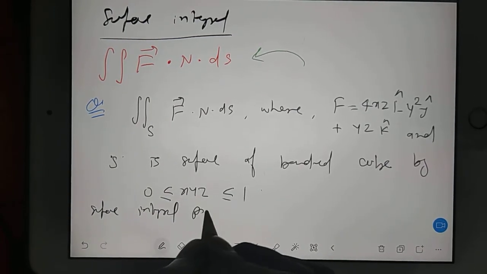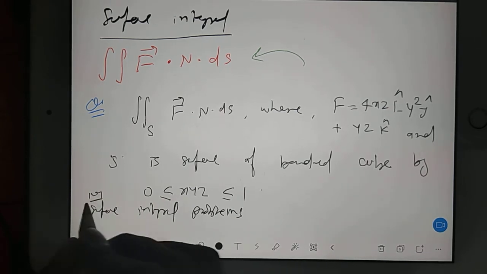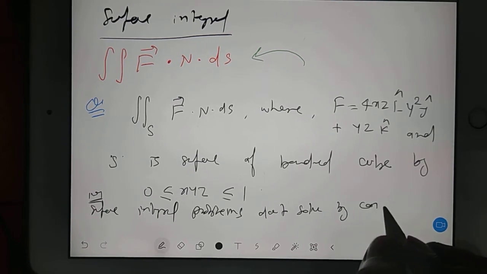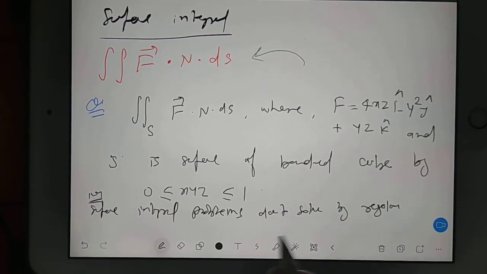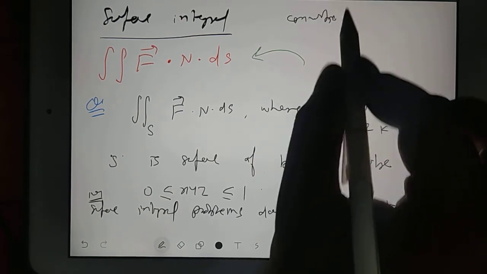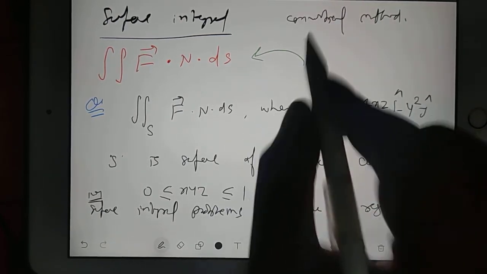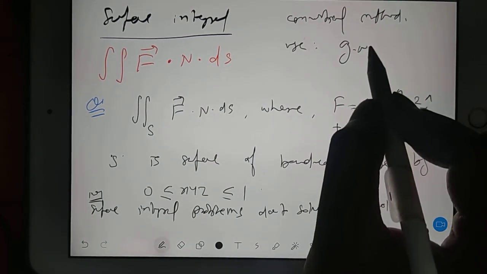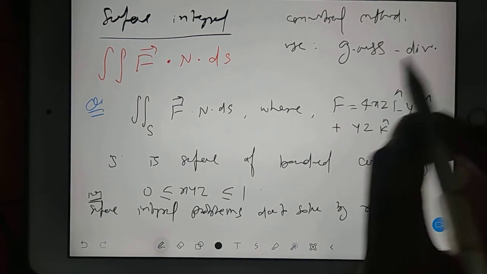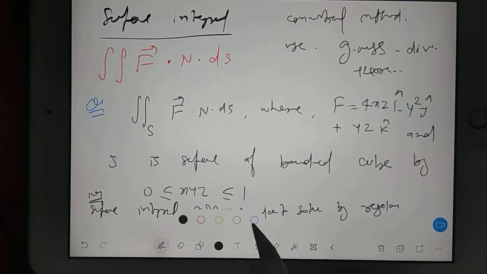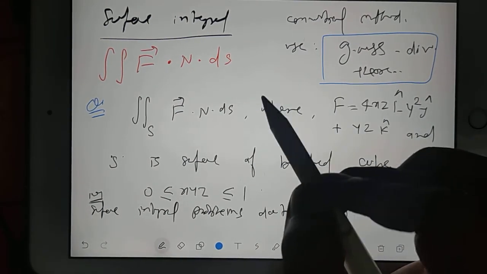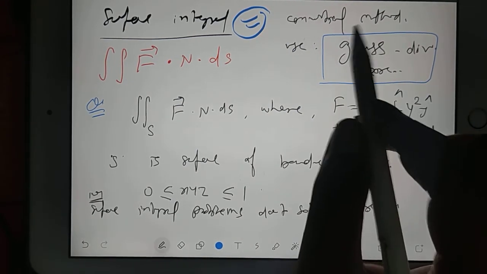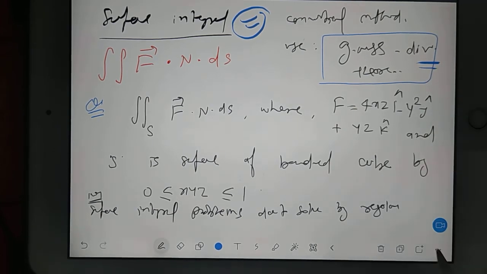Surface integral problems, you just put a note here: don't solve by the regular conventional method. Use Gauss divergence theorem. So the Gauss divergence theorem will help you to convert a surface integral into a volume integral, and your question will be very easy. So let's first understand what the Gauss divergence theorem is. I will change the page.